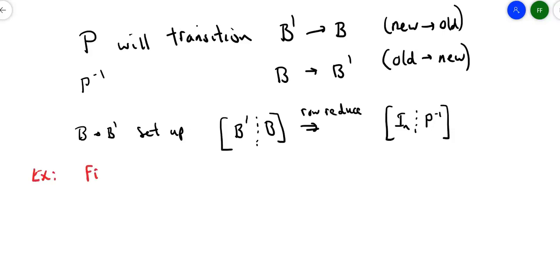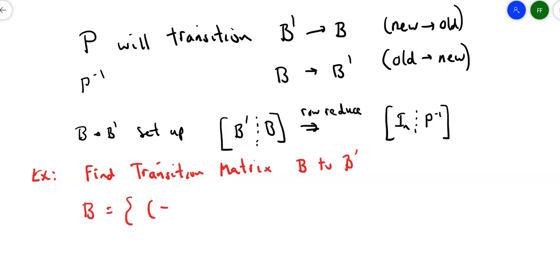Let's find the transition matrix from B to B prime, where matrix B is given as this. So we're operating in R3. I've got negative 3, 0, negative 3. I've got negative 3, 2, negative 1. And I've got 1, 6, negative 1. All right, so there's my basis B.